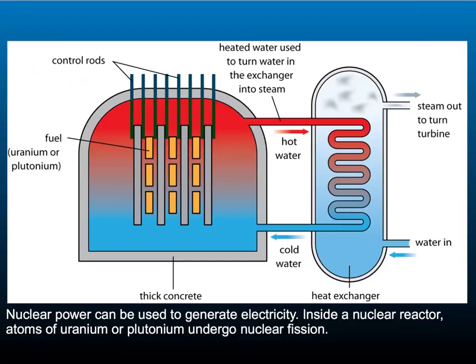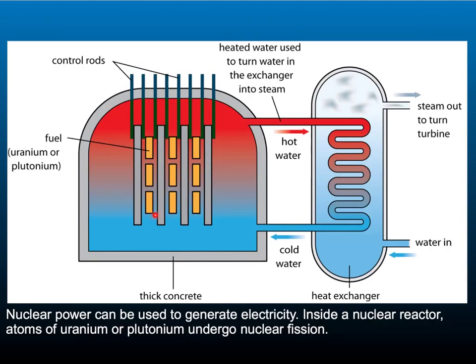Nuclear fission is the process which is used within nuclear power plants. The fuel is usually uranium or plutonium, and it's placed in the form of fuel rods within the reactor core. The reactor core is surrounded by thick concrete to prevent the release of any radiation. Within the core, there are also control rods, which are made from a substance which can absorb neutrons.